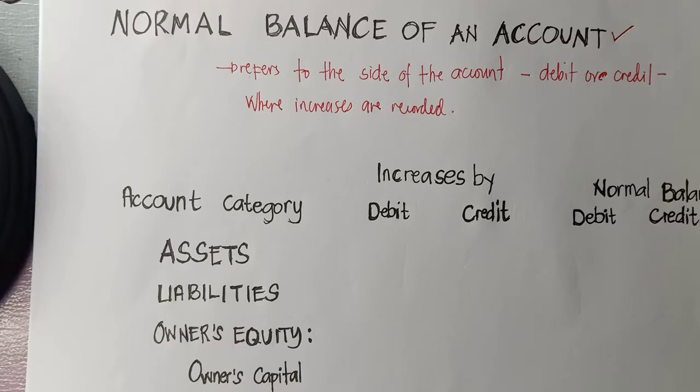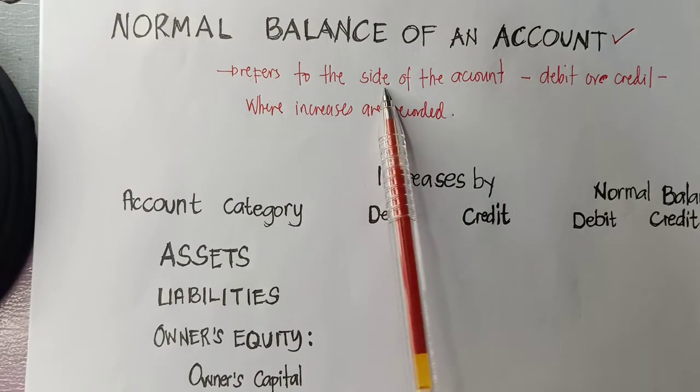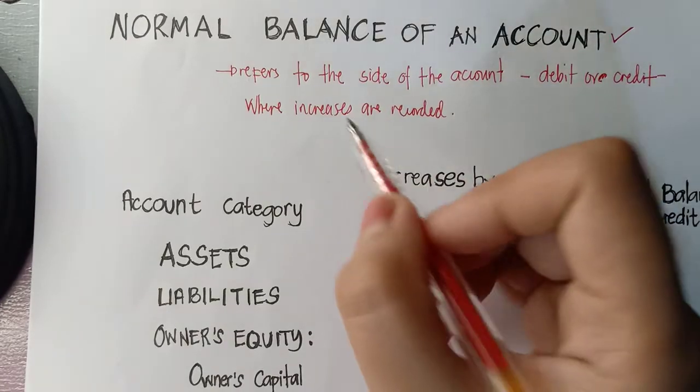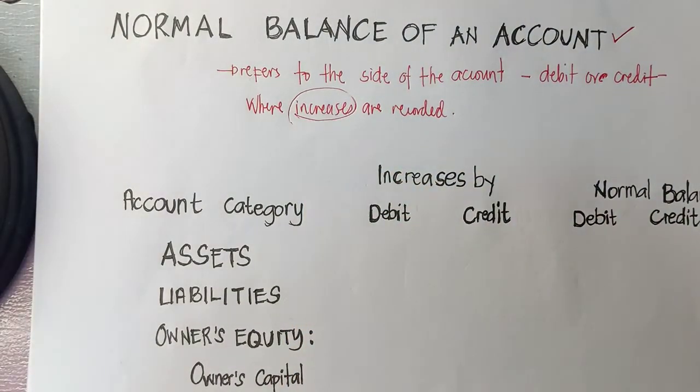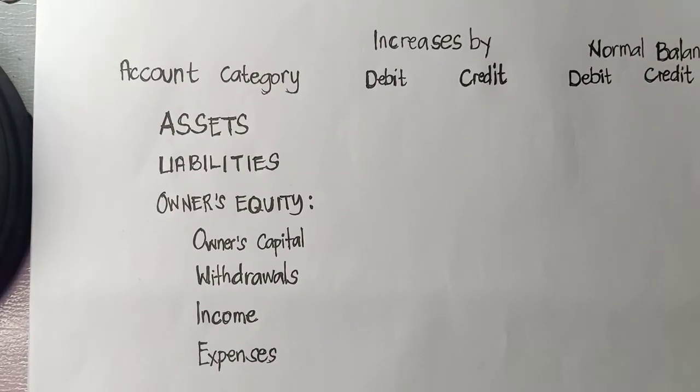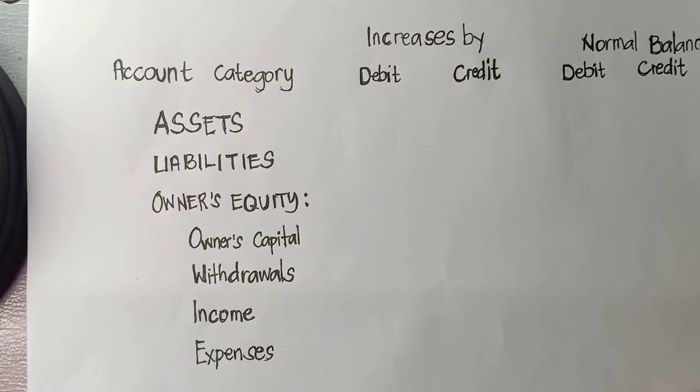When we say normal balance, it refers to what? It refers to the side of the account, debit or credit, where increases are recorded. Therefore, normal balance is the side where that certain account will increase, or where the increases of that account are recorded. Okay? So, take note of that. Now, let's proceed to the example.